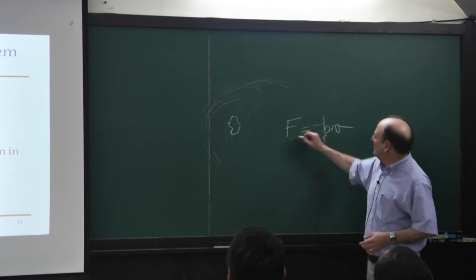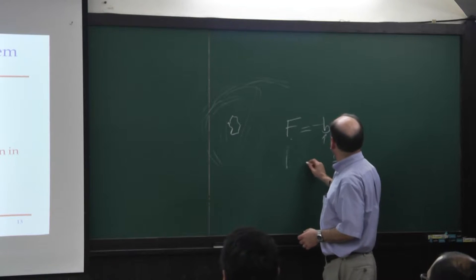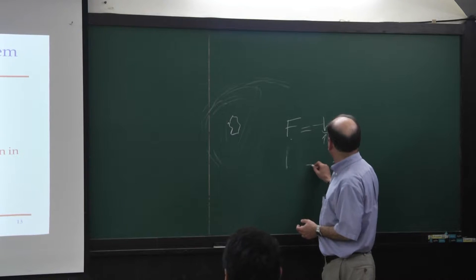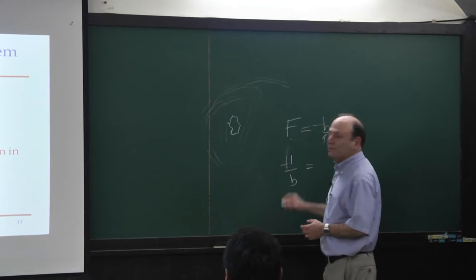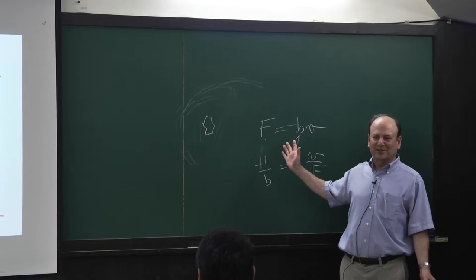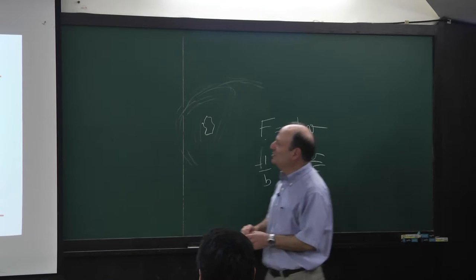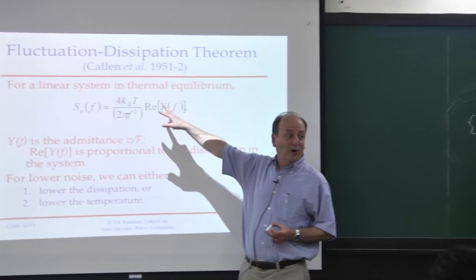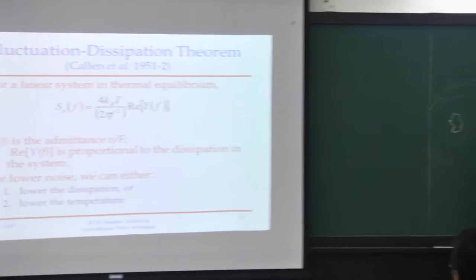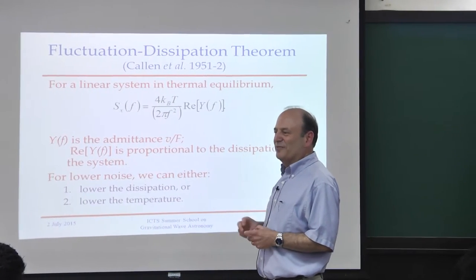So let's form the ratio V over F, and there is the admittance, which only has a real part in this case. So for the classic Brownian case, I would just plug in 1 over whatever the friction coefficient happens to be. Yes? So V by F, the force, this is the driving force. An external driving force, yes.